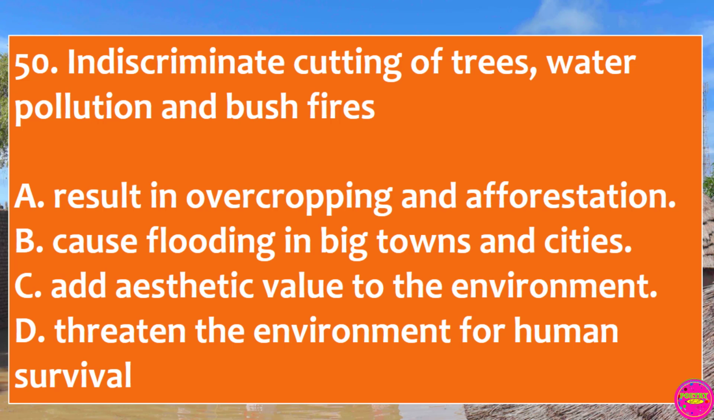Question 50. Indiscriminate cutting of trees, water pollution, and bushfires A. Results in overcropping and afforestation. B. Cause flooding in big towns and cities. C. Add aesthetic value to the environment. D. Threaten the environment for human survival. The correct answer to this question is D. Threaten the environment for human survival.